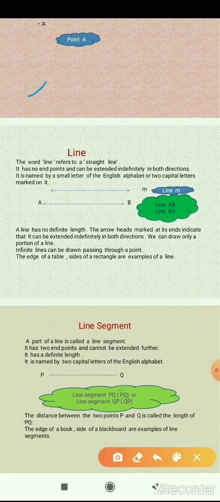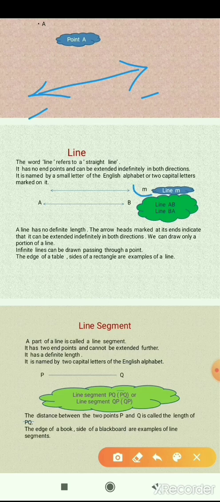Now if you observe these lines, we indicate arrows. What is meant by that arrow? It can be extended indefinitely in both directions, meaning it has no end. A line is named by a small letter of the English alphabet.